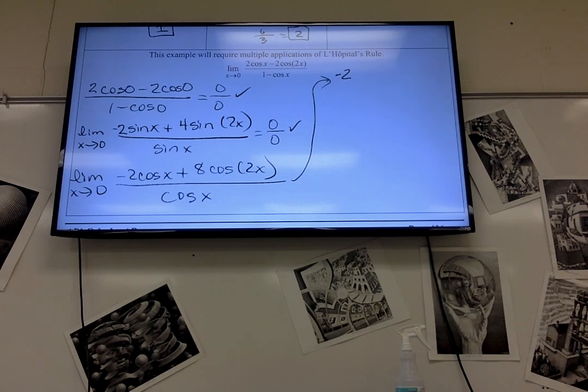So I plug in 0. The cosine of 0 is 1, so that's a negative 2. And the cosine of 0 is 1 again, so negative 2 plus 8 over 1, which is 6.